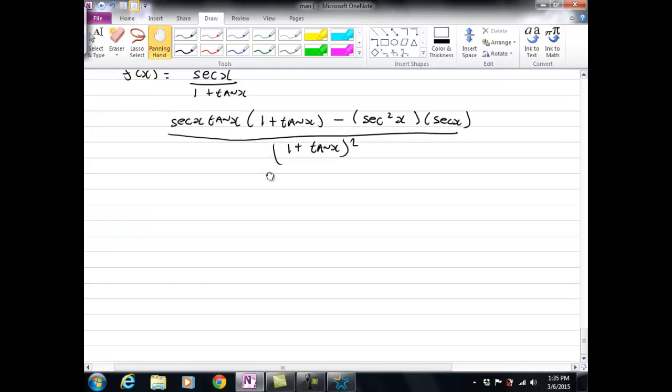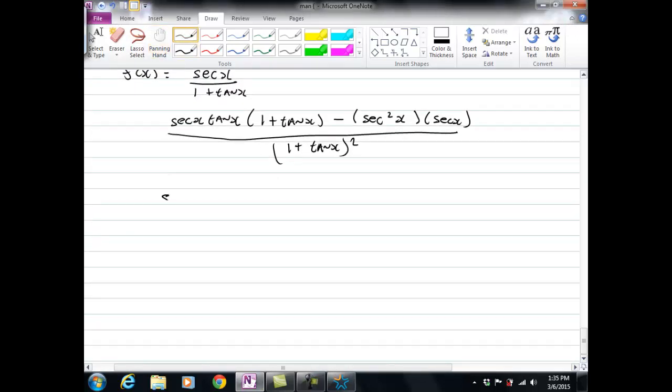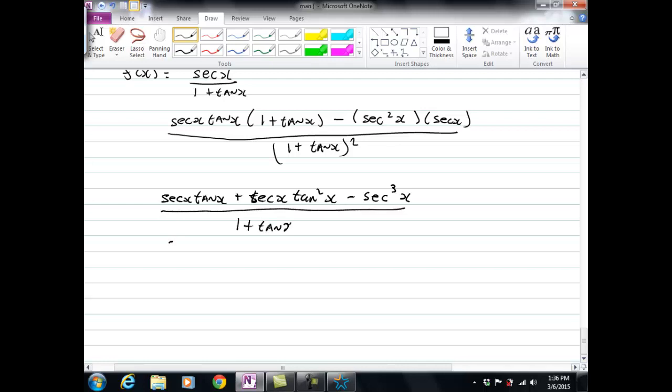Now, I'm just going to simplify a bit, and this becomes secant x tan x plus secant x tan squared x minus secant cubed x. See what I did from beginning to end? If I look at this, I notice I can factor out a secant x. You don't have to factor out, so you can leave it like this, which is perfectly fine, and I will accept your answer the way it is. But if you want, you can factor out a secant x.